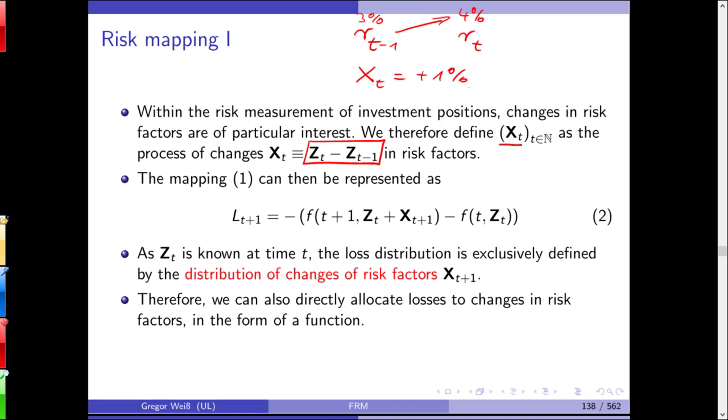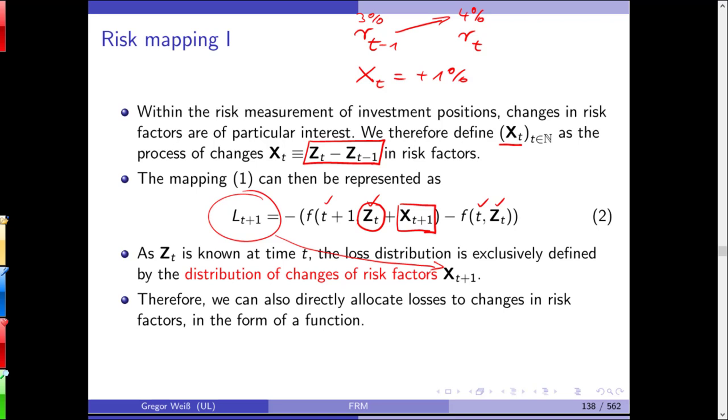And now, if you then take the definition of the loss distribution, you can see that the loss in t+1 is simply given by what? Minus the value at t+1 minus the value at t. We now substitute v by the risk mapping, and we can also see that actually here we have the initial value of the risk factor plus the change in the risk factor, and in the end you will see that we know t, we know z_t, we know that the risk factor, the interest rate today is 3%, for example, and we know this, and we know this. So in the end, the loss distribution is solely determined by the changes in the risk factors. We only need to look at changes in risk factors.